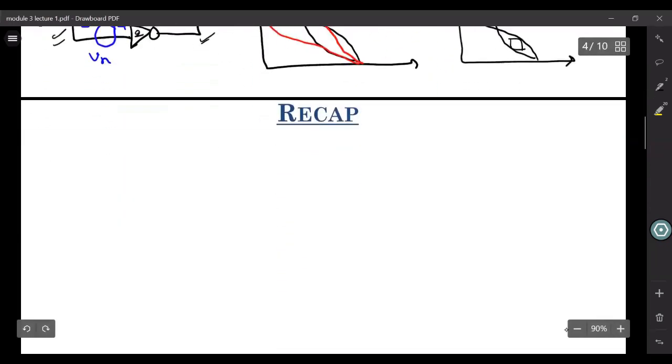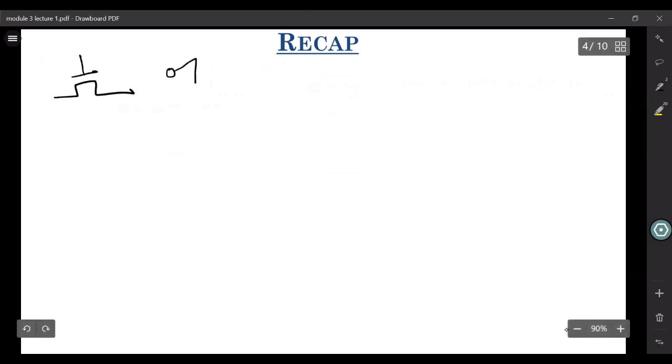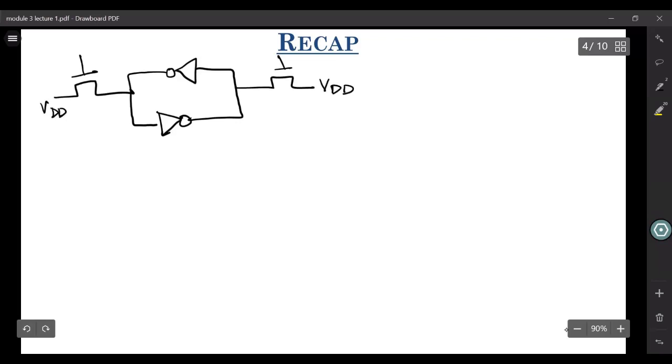After this, we also discussed the read static noise margin. However, we also knew that during the read process, the situation is somewhat different. Your circuitry is something like this. You have these nodes connected to VDD because of precharge. Let's say this is M5, this is M6. This is inverter 1 and this is inverter 2.